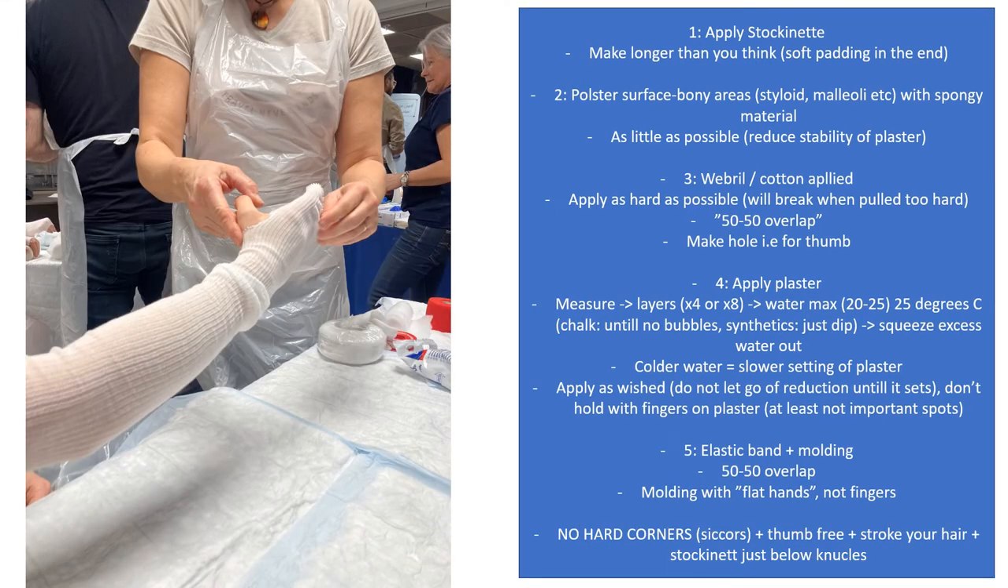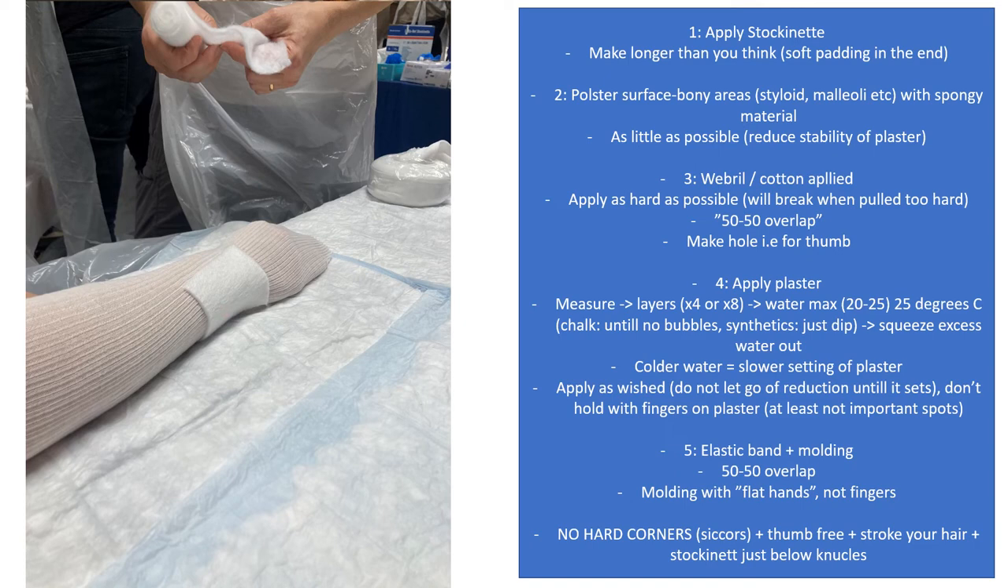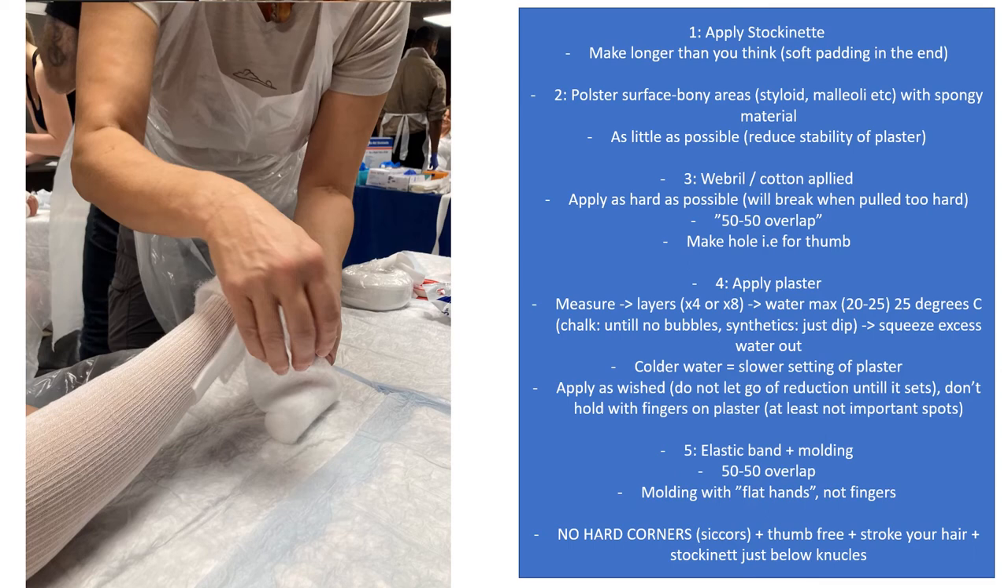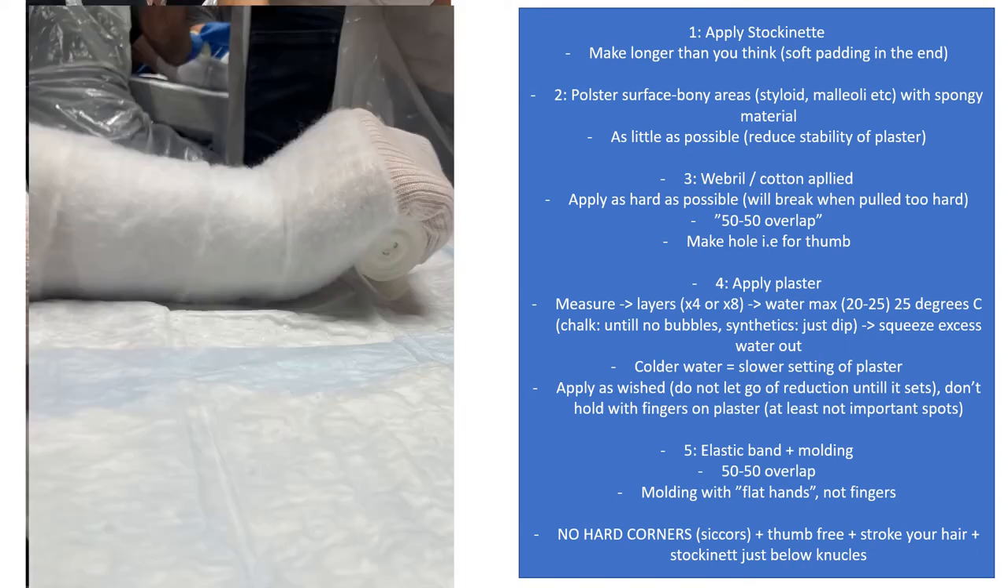Okay, another case here is again a radial fracture, sorry, a distal radial fracture. You have your stockinette applied, and you apply your cast up over the elbow. You put on the pull string, and you put on the Vepril. The Vepril is applied in the 50-50 manner, and you make a small hole for the thumb.